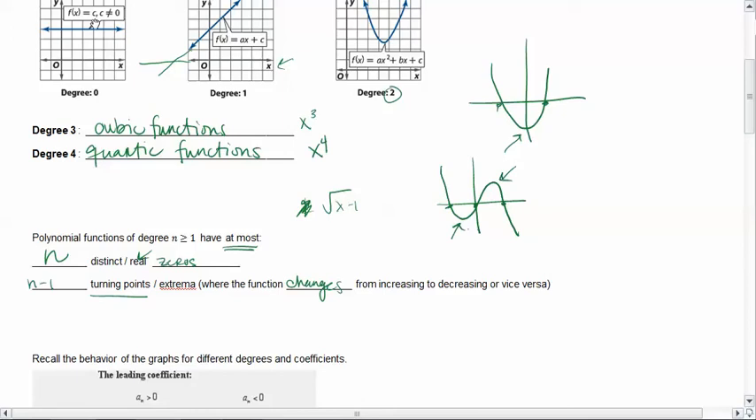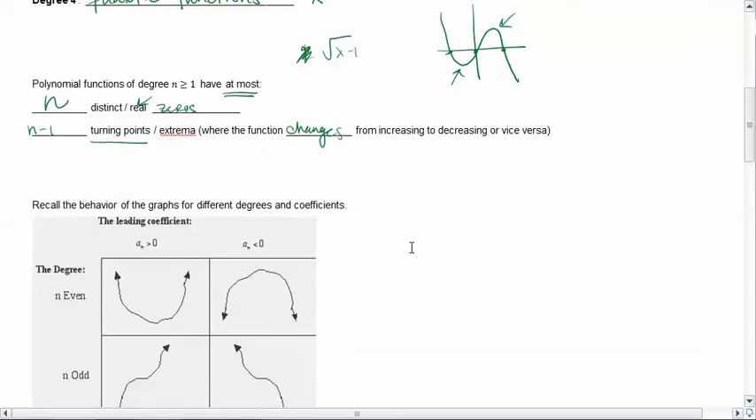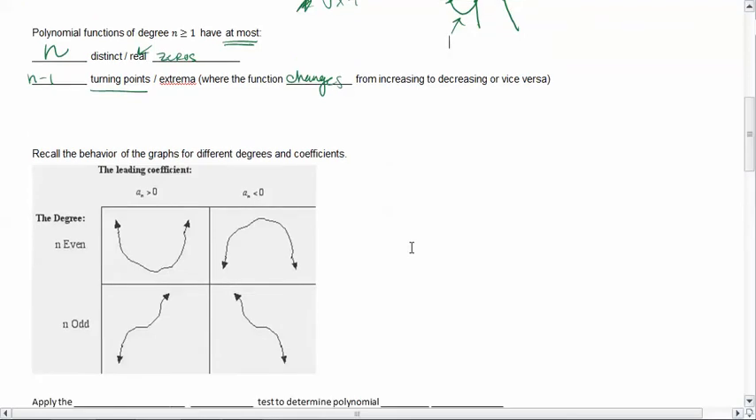So you have 2 extrema. In this example, I drew a minimum and a maximum. So the behavior for graphs, as we know for different degrees and coefficients, we care about whether or not a sub n is greater than 0 or less than 0, so we're worried about it being positive or negative, and also the degree n.